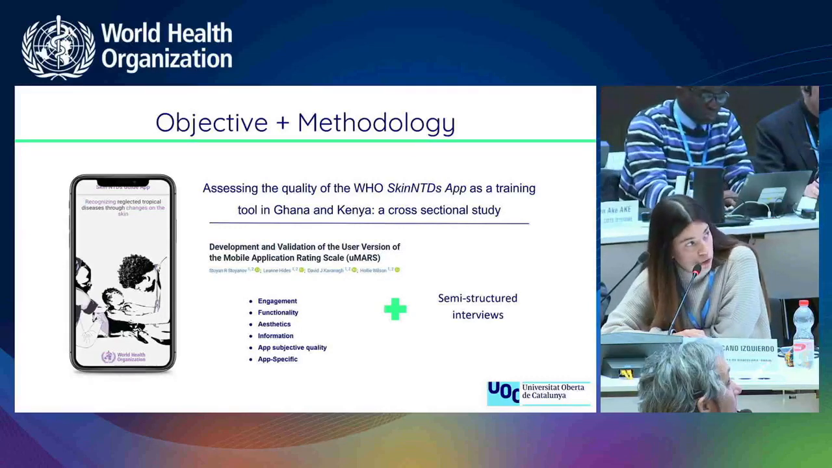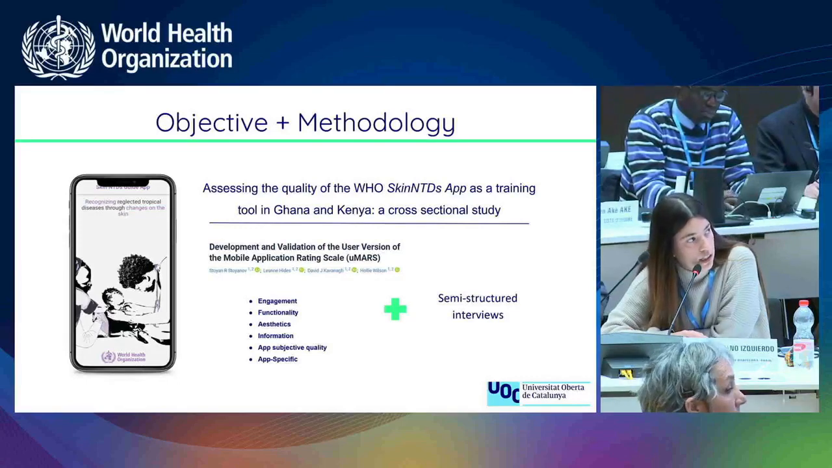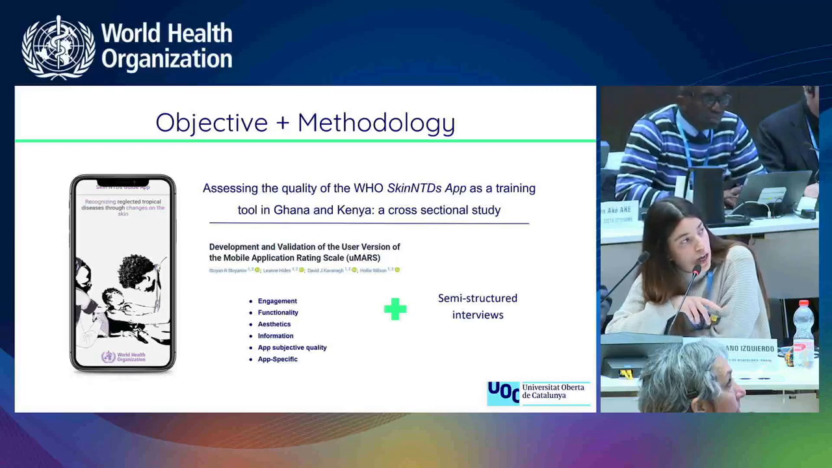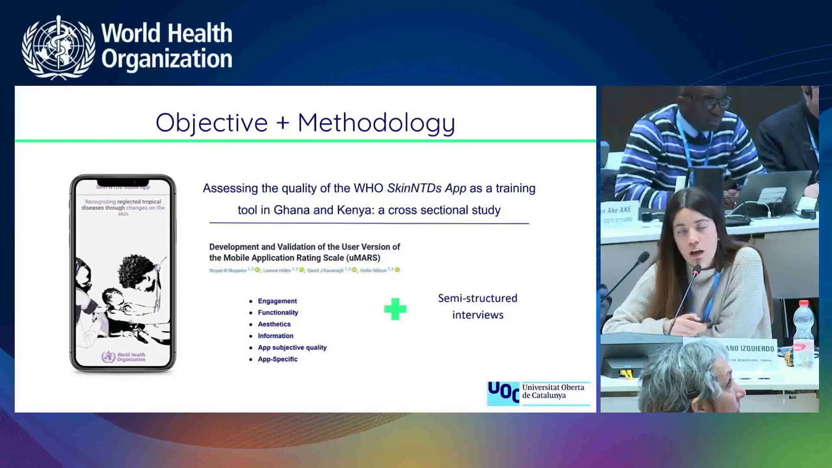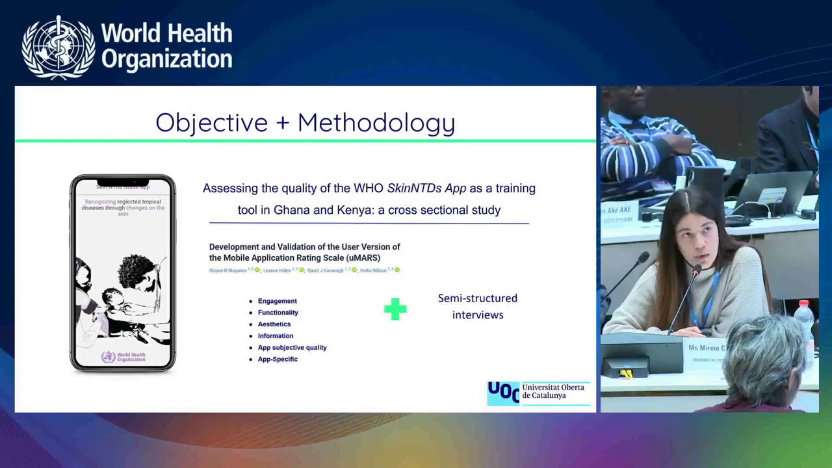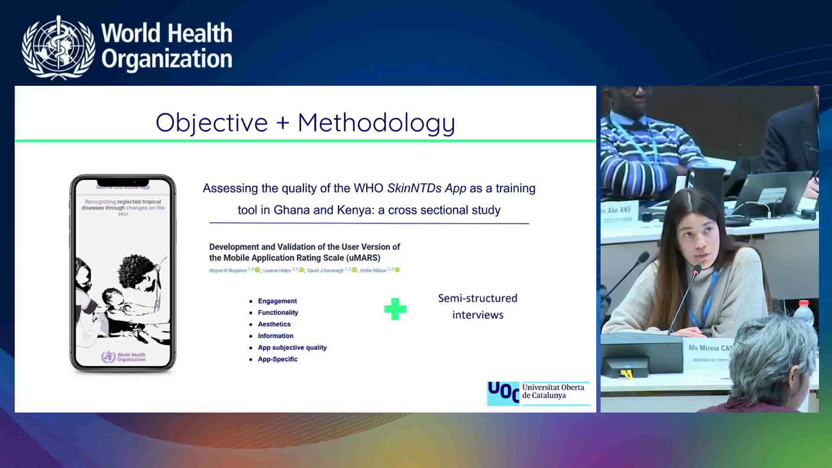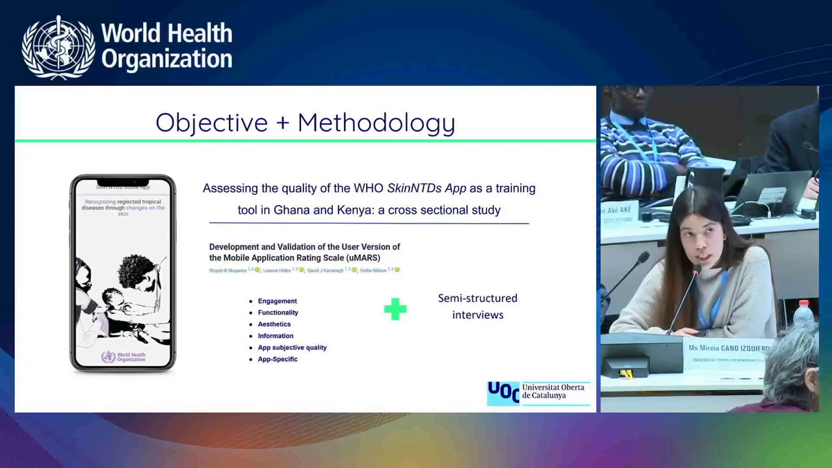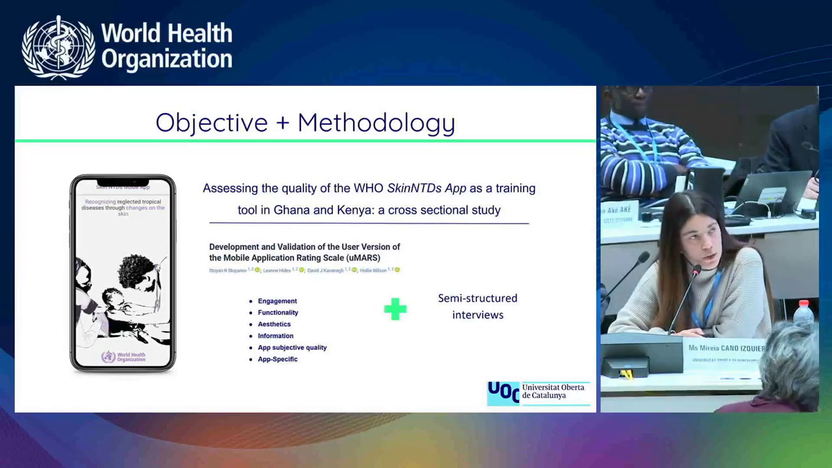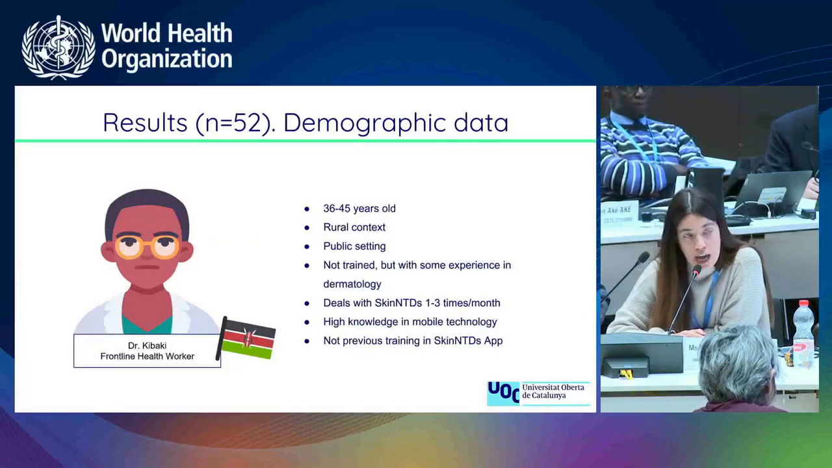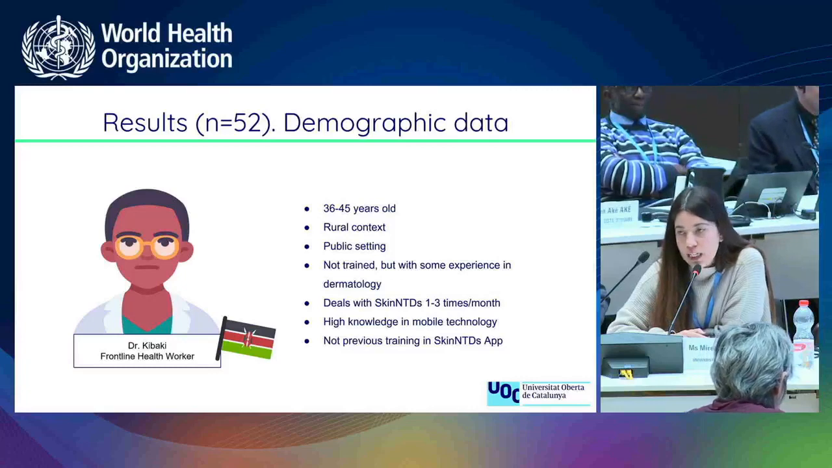It includes 4 objective domains: engagement, functionality, aesthetics, and information, and 2 subjective ones. One of those is app-specific, where they can answer questions about the impact that they think the app will have. Afterwards, we conducted semi-structured interviews so as not to miss any data that the participants wanted to share with us. Here you can see our main interviewee.